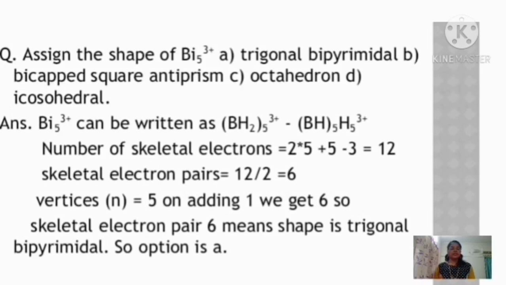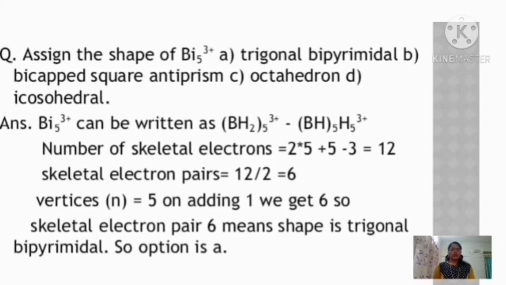So it should be replaced in terms of BH unit as BH2. So Bi5 3 plus can be replaced in terms of BH units as BH2 whole 5 3 plus. That means altogether the boron compound will be B5H10 3 plus. Again, according to Wade's rule, we can find the skeletal electrons and skeletal electron pair. Each BH unit contributes 2 electrons, so 2 into 5, plus 5 for the hydrogen atoms. There is a positive charge of plus 3, so we have to reduce it, minus 3. So 2 into 5 plus 5 minus 3, altogether it will be 12.